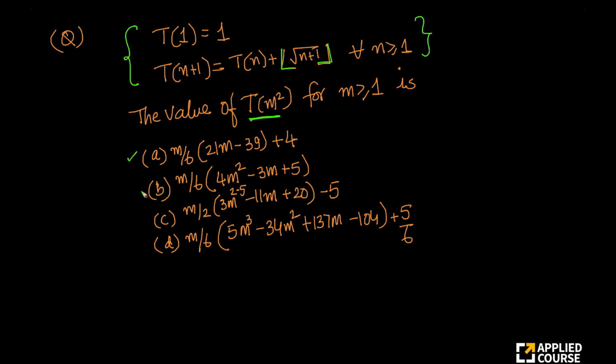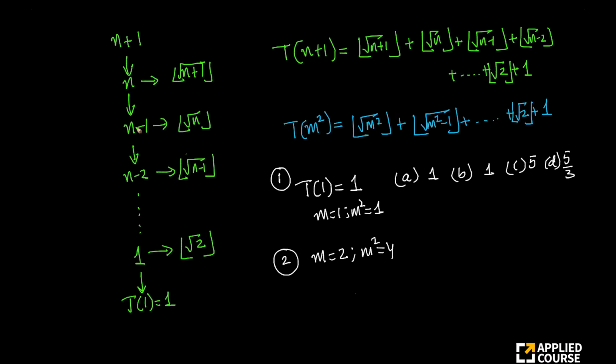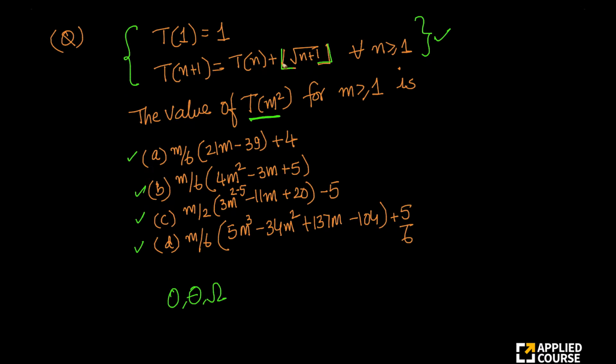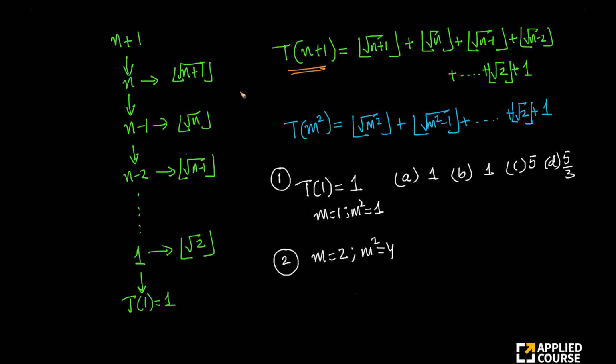And you're given these four options. And remember, this is not big O or theta or omega notation. This is the exact value that they're looking for. So let's start with this. So we'll come to T(m squared). Let's look at the graphic behind it. So if I want to understand what is T(n+1), T(n+1) is T(n) plus floor of square root of (n+1).